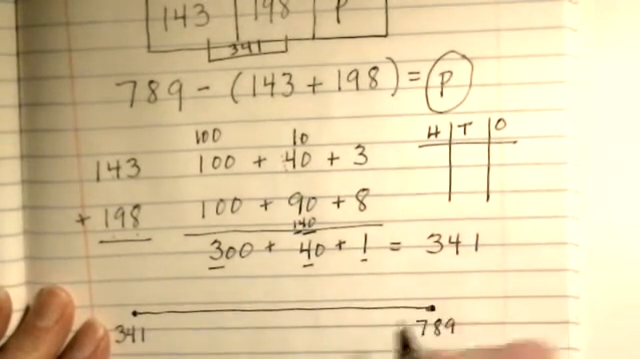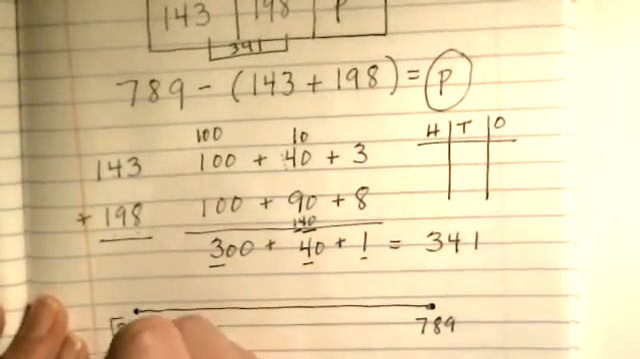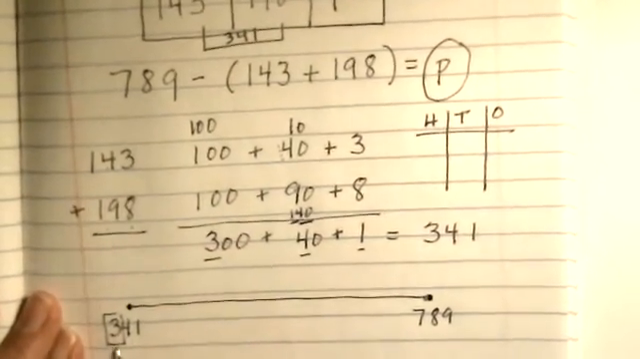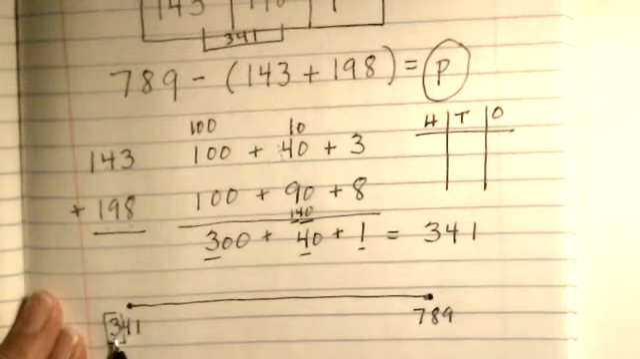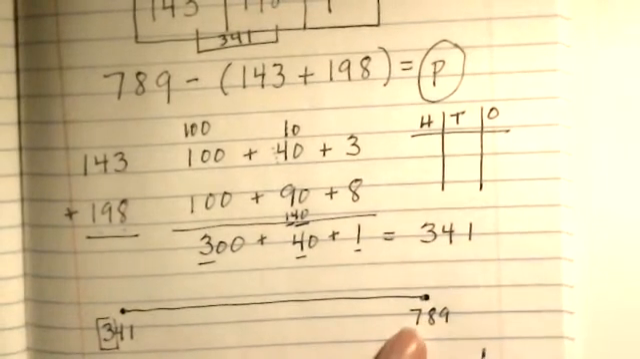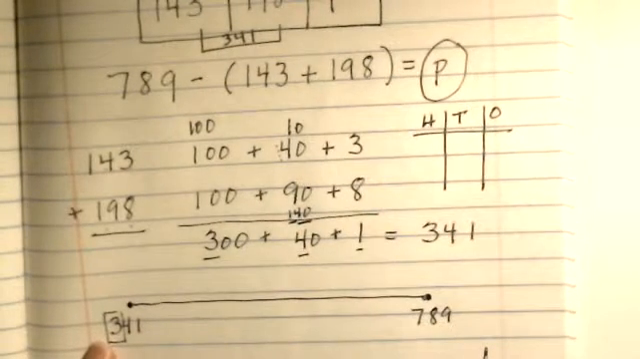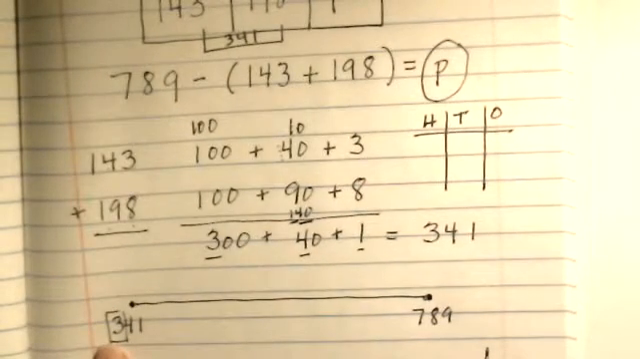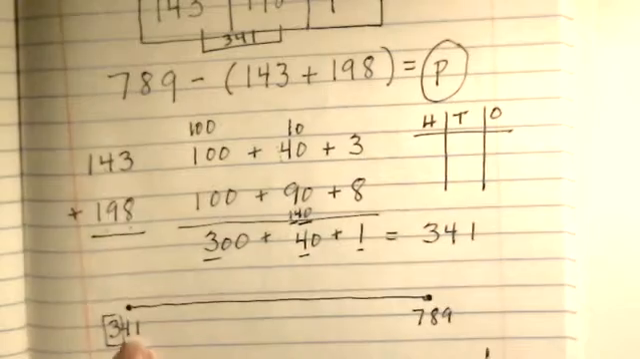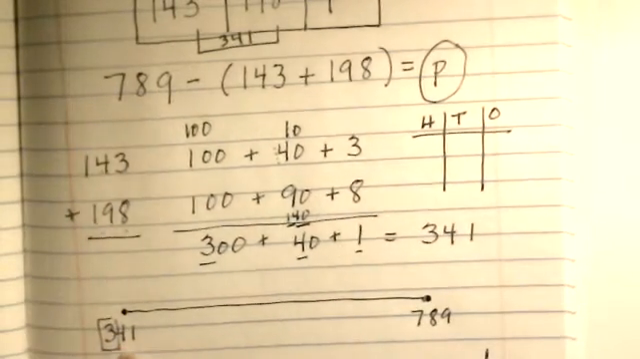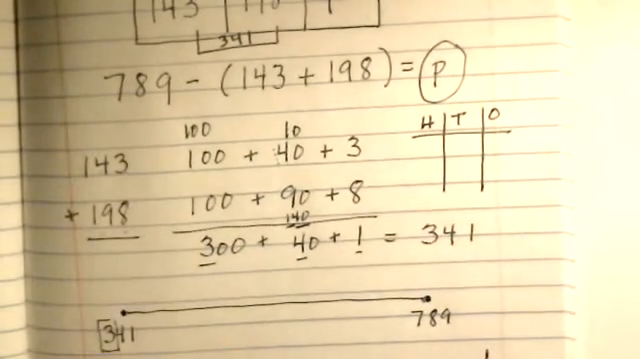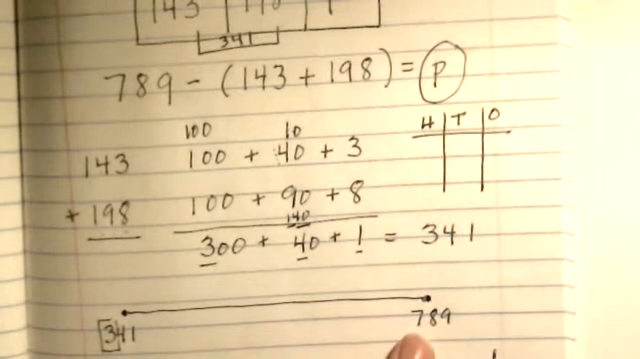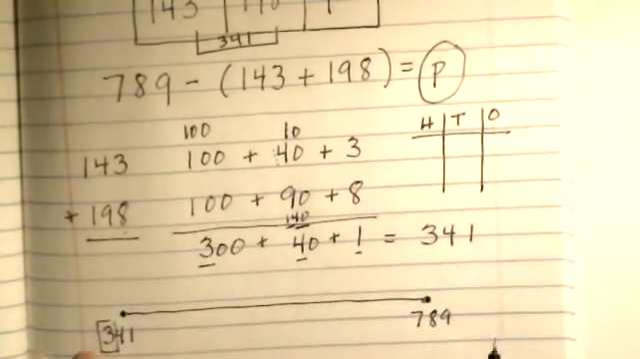So even though this is a subtraction problem, I can solve it by adding because I'm finding the difference between the 341 and 789. So I start with my hundreds place and I say, how many hundreds can I add to this 341 to get as close to 789 without going over? Well, if I did 100, that would be 441. If I did 200, it would be 541. If I did 300, it would be 641. If I did 400, it would be 741.